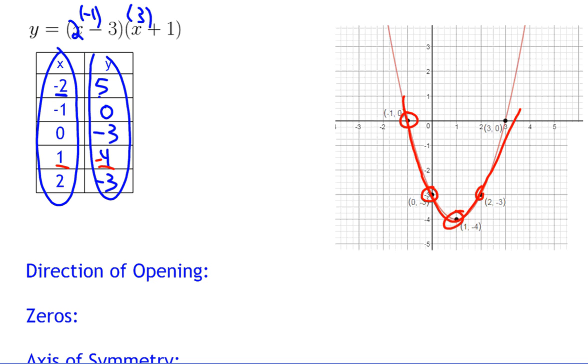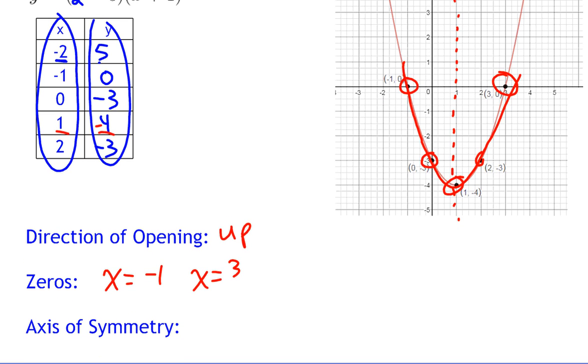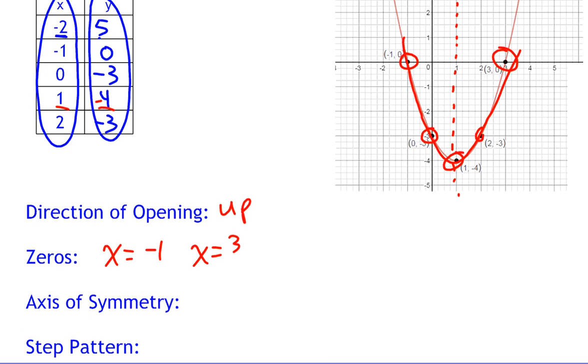So let's look at the characteristics of this graph. What direction does it open? This parabola opens up. It has zeros here and here. So the zeros in this case are x equals negative 1 and x equals 3. Where's the axis of symmetry? Well, the axis of symmetry is that line that divides the parabola exactly in half right here. So the axis of symmetry in this case is x equals 1.